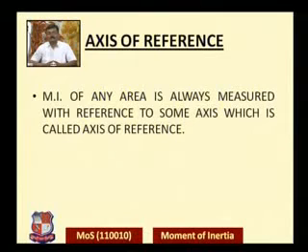Now before we proceed to the important theorem, let us go through the basic definitions. The first one is the axis of reference. The axis of reference means moment of inertia is always found with reference to some assumed axis. That assumed axis is called the axis of reference. As mentioned in the slide, you can go through it. MI, now onwards I will refer to moment of inertia as MI, of any area is always measured with reference to some axis, which is called the axis of reference.